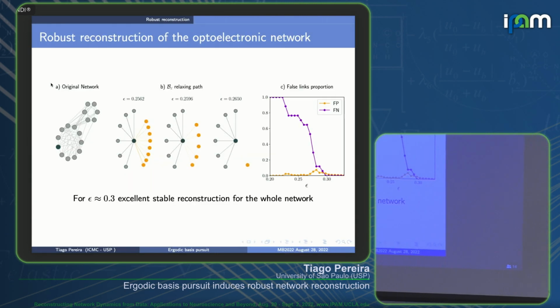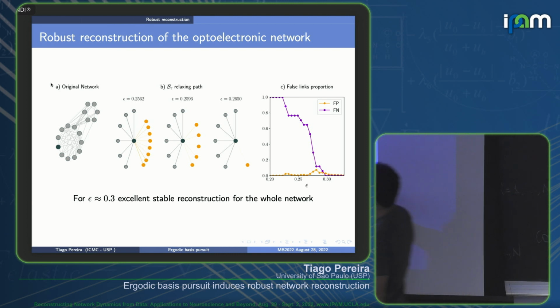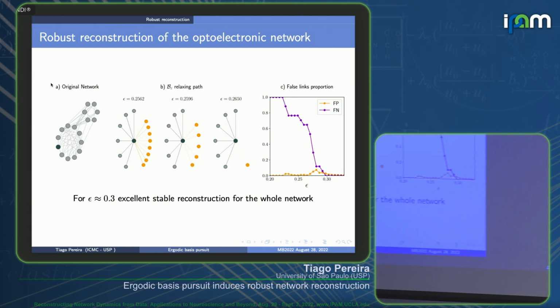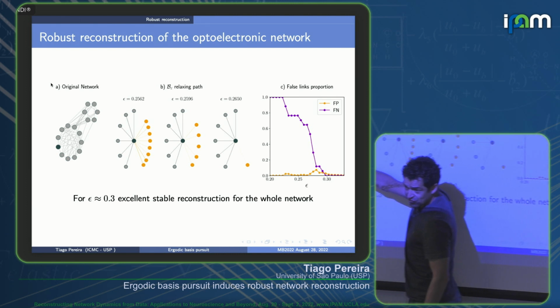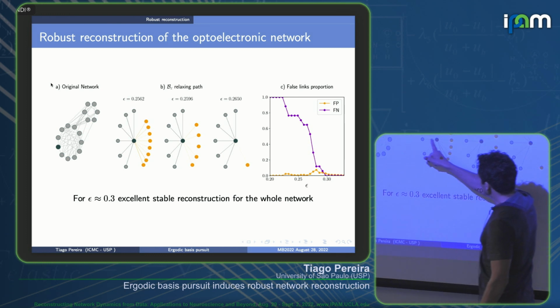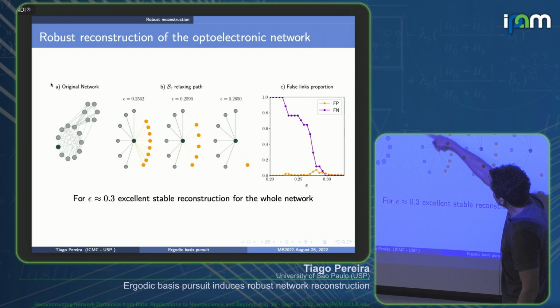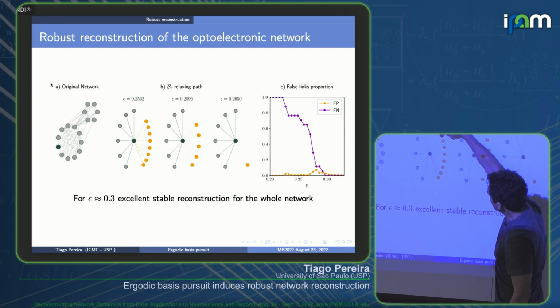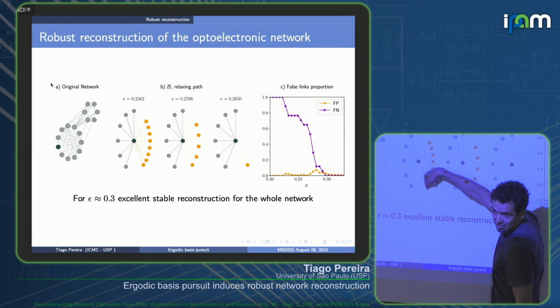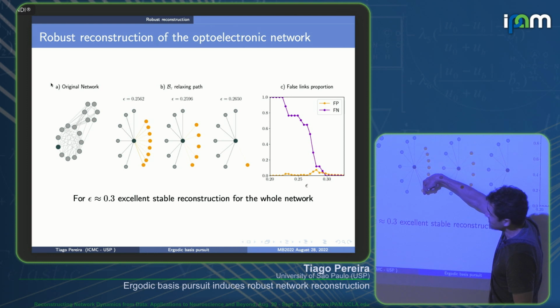So this is the original network. So let's go through this picture here. This is the original network. I will focus on this node here. This node is now here. This is the true connections of the node for this parameter, and this is the false connections that I get if I solve the problem.